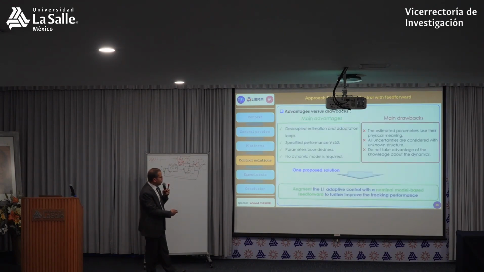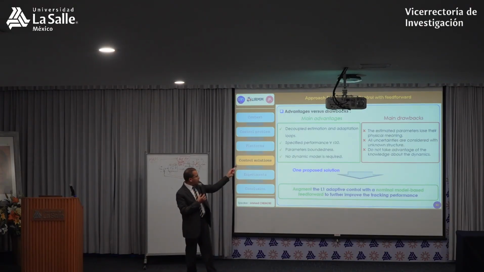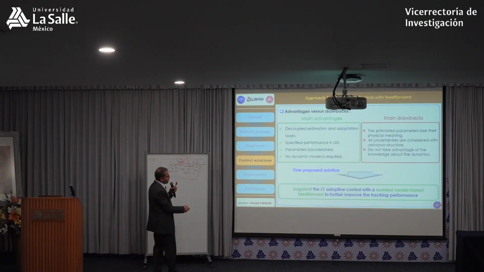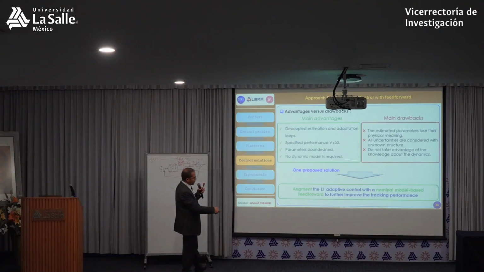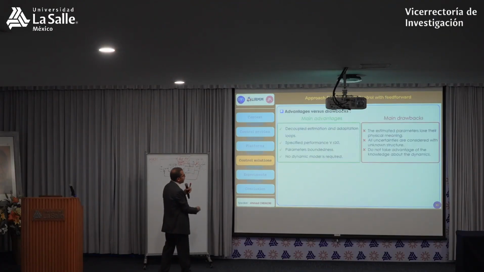These are the advantages and drawbacks of L1 adaptive control, because in our case, each time we try to improve the controllers. You have seen for decal, we proposed an improvement. Here it's the same for L1 adaptive control, we try to improve it. The main advantages of L1 adaptive control: decoupled estimation and adaptation, as explained; specified performance; parameter boundedness, which we guarantee through the projection. No dynamic model is required because the model that you use here is not the real model of the system. It's like a desired reference model.